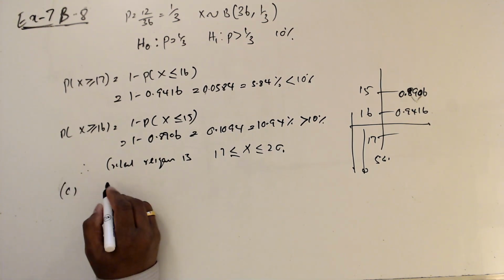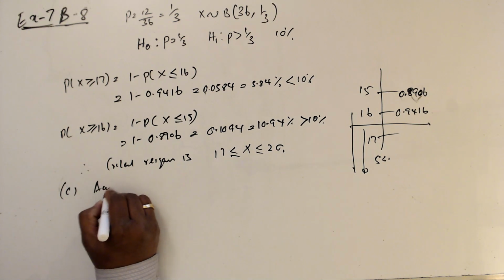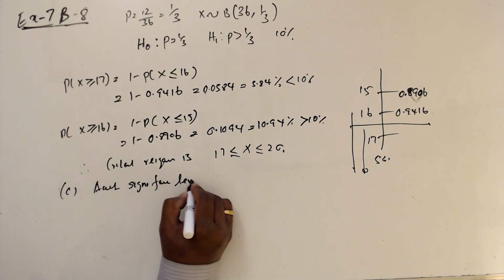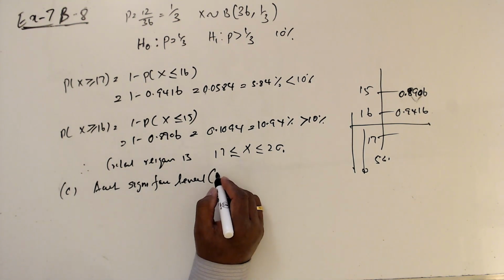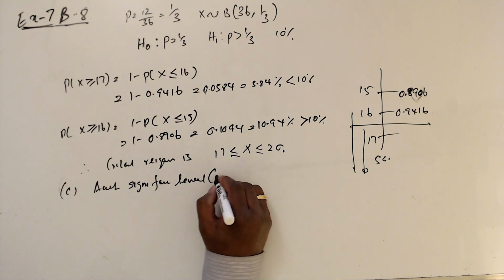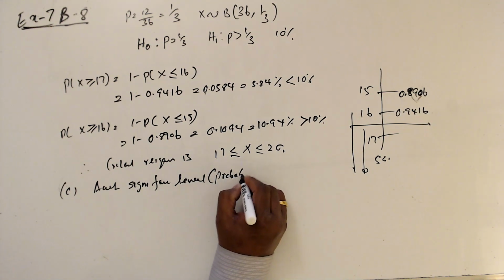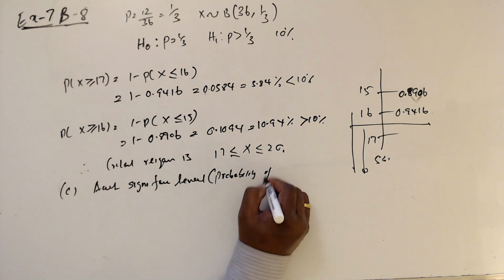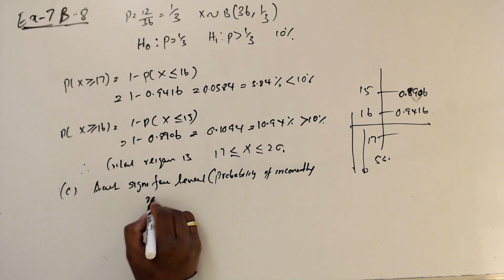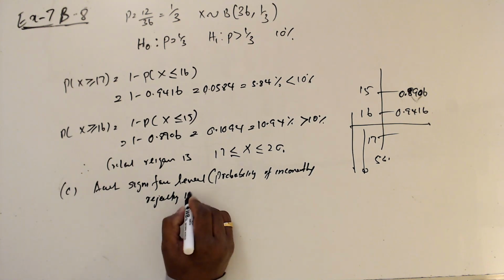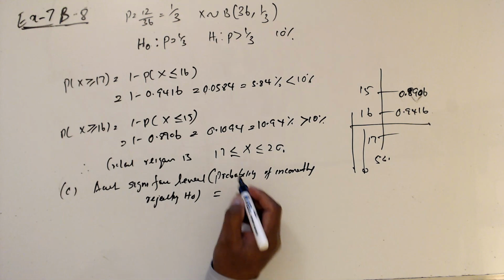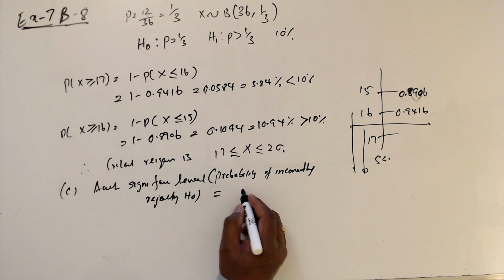And part C, we need the actual significance level, which is the same as the probability of incorrectly rejecting H0. The probability of incorrectly rejecting H0 is 5.84.